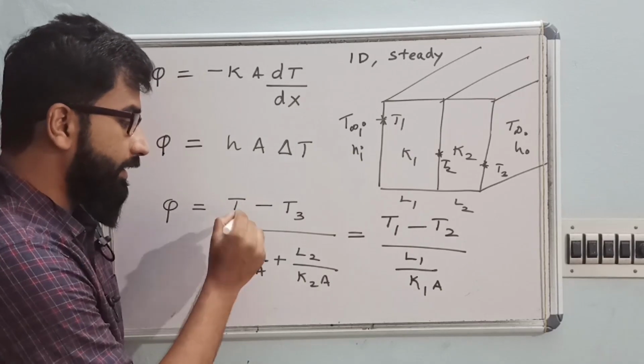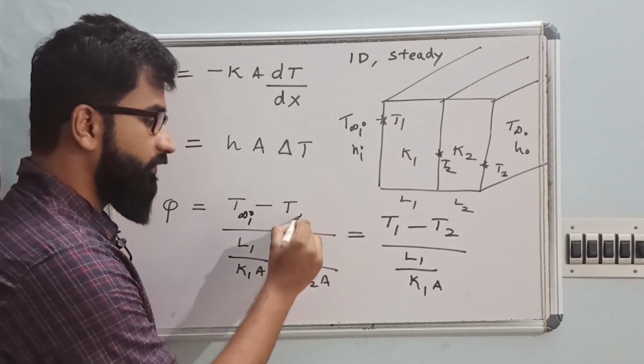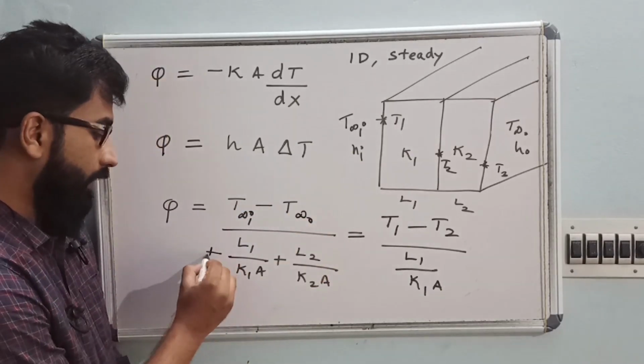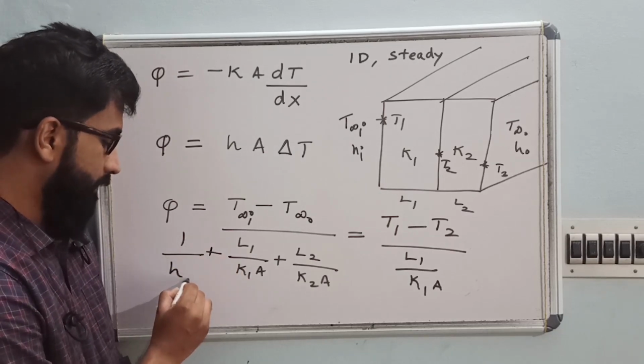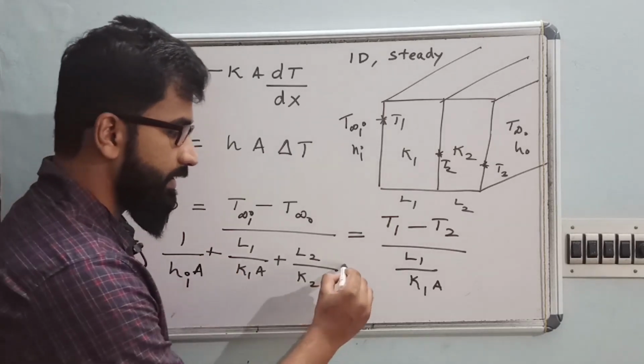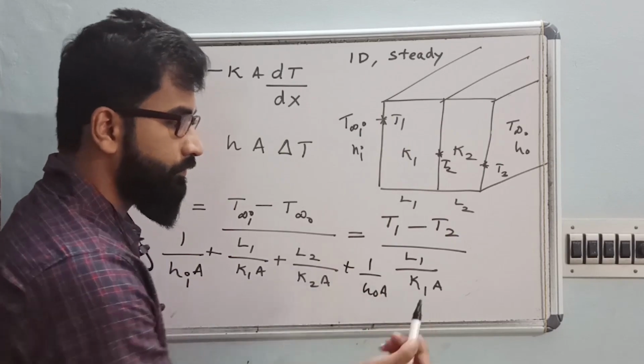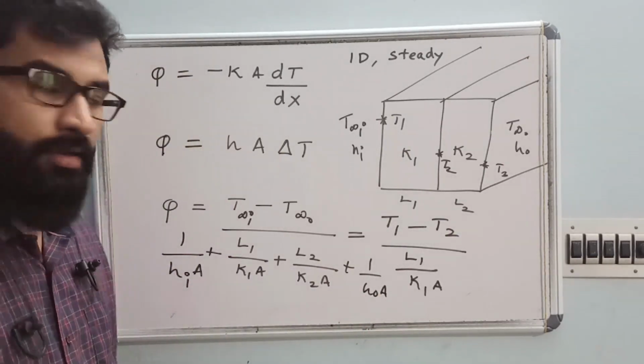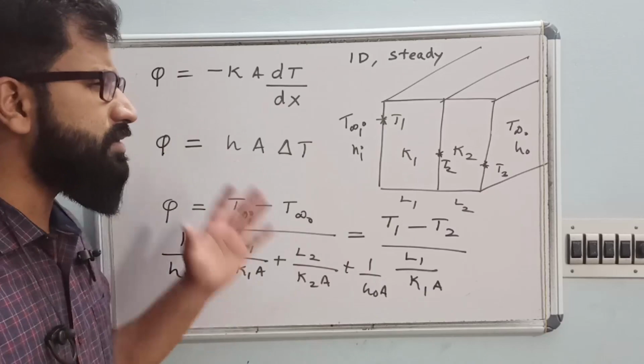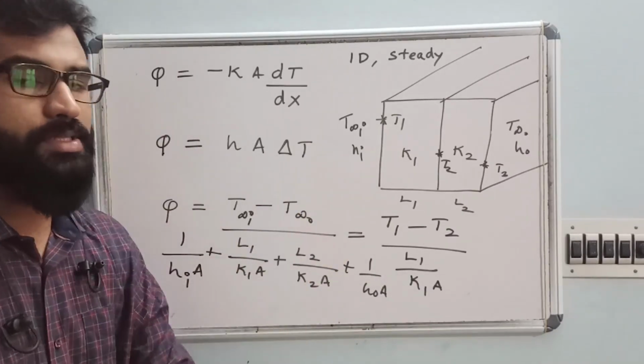Now, if I am writing here T infinity i minus T infinity naught, I have to add what? I have to add two more resistances. That will be convection resistance inside and convection resistance outside. Clear? So this is the way we will be writing the equation. So based on this you are having what? Number of questions in GATE.